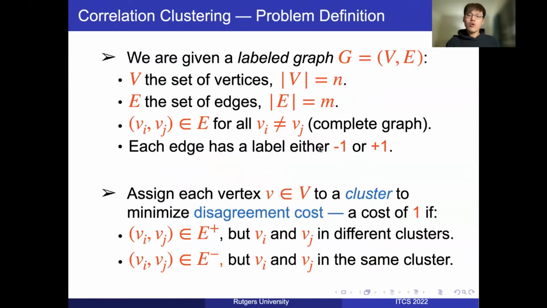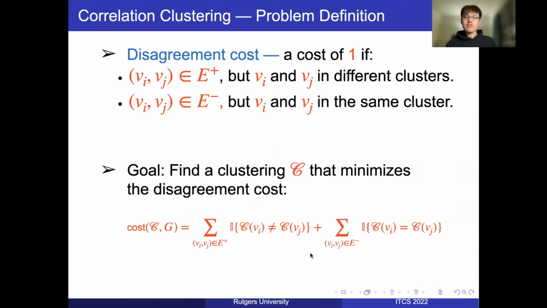So we go over all the pairs of the aforementioned kind. That is, they share a positive edge but are in different clusters, or they share a negative edge but are in the same cluster. We count all of them towards the total disagreement cost. Note that, different from k-means or k-center clustering, here we don't have a predefined number of clusters. So we can pick as many clusters as we want to minimize the cost.